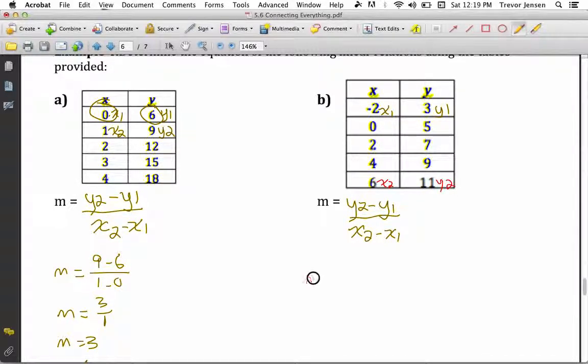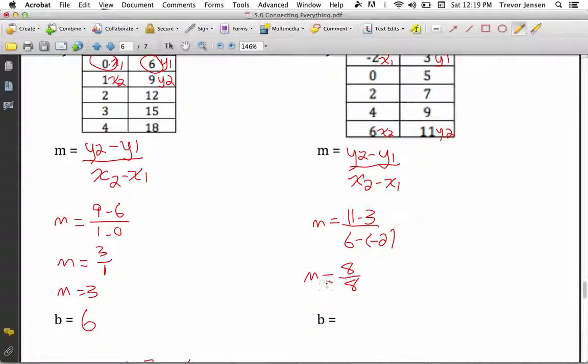Plug the information into your equation for calculating the rate of change, or your slope, and I get 11 minus 3 over 6 minus negative 2. Doing this, I get 8 over 8, which I know 8 divided by 8 is equal to 1.